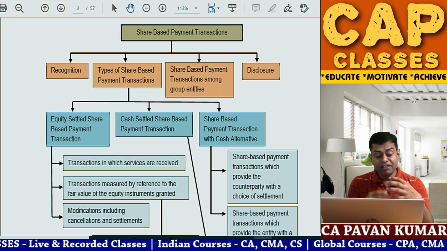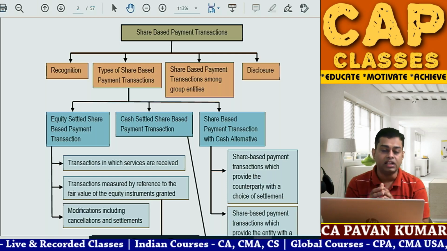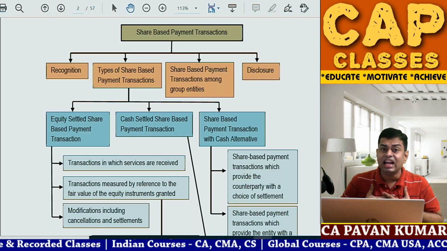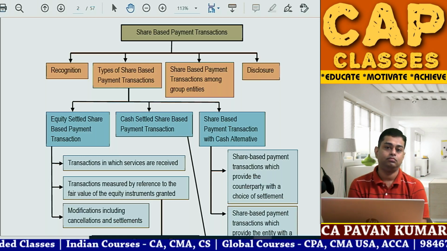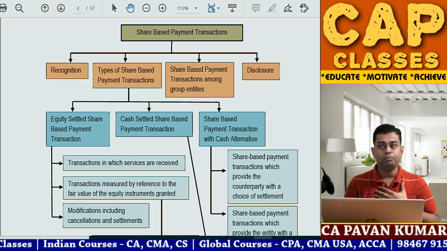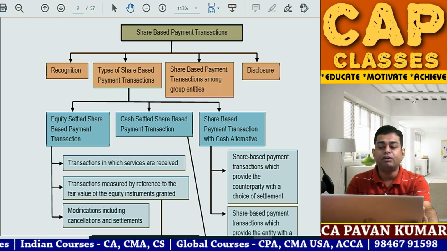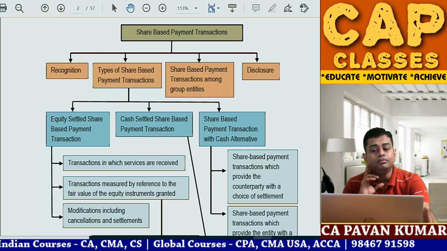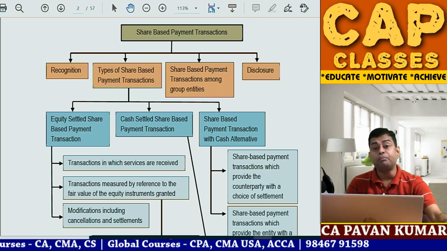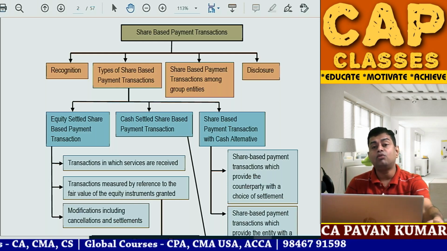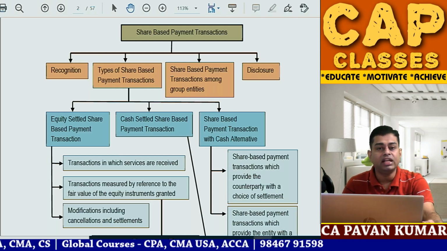If there is an agreement between two parties, party 1 is the entity, party 2 is the counterparty. Pavan sir, can this counterparty be an employee? Yes. Can this counterparty be a supplier of services? Yes. Can this counterparty be a supplier of goods? Yes.